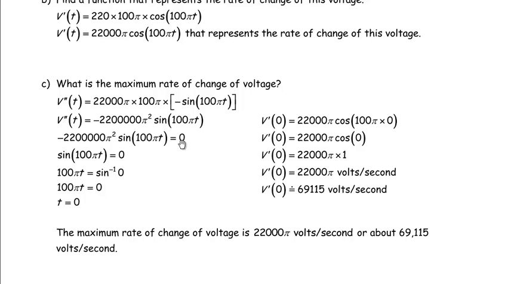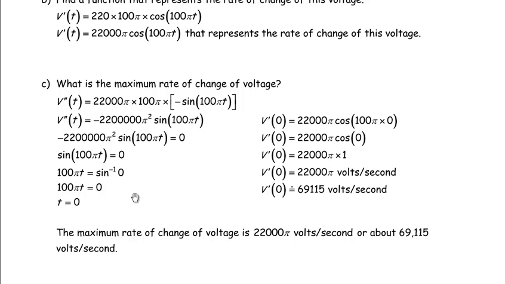And to find the maximum, we're going to set that equal to 0. So I would divide out this negative 2,200,000 pi squared. That's why in the next line I just have sine 100 pi t equals 0. Now in order to solve for t, I want to solve for the 100 pi t next. So the 100 pi t would equal the inverse sine of the 0 here. And the inverse sine of 0 is 0. So 100 pi t would equal 0. And then dividing by 100 pi, we get t is 0. So at time 0, there is a maximum rate of change of voltage.